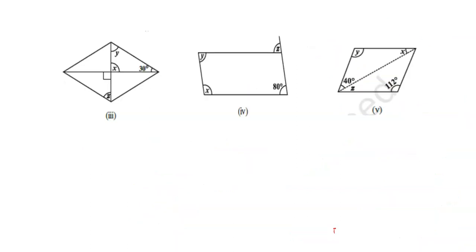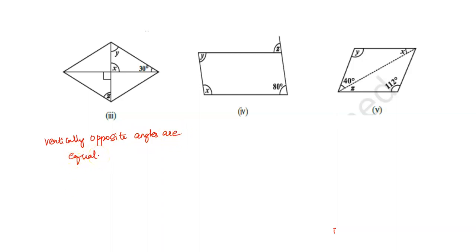And coming to the third problem, first let us see this triangle. First of all, this is a right angle triangle. Easily we can say that x is equal to 90, or we have one property called vertically opposite angles. Vertically opposite angles are equal.